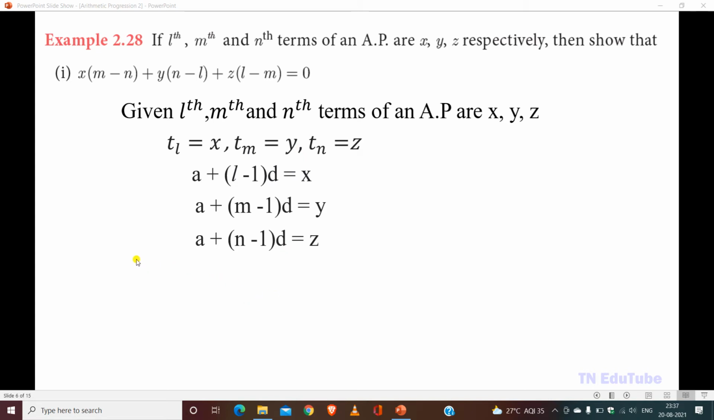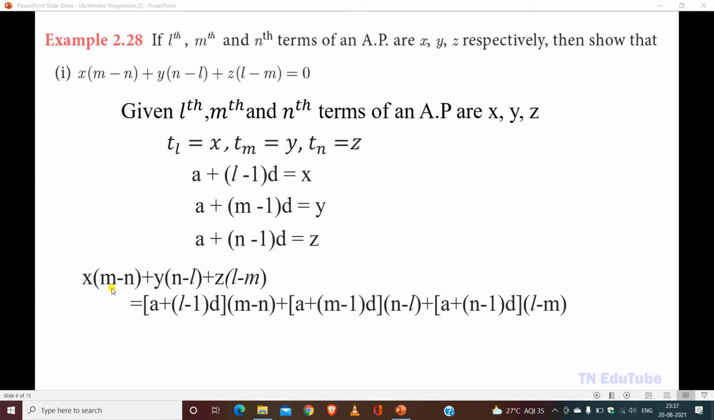Then we take the left hand side of the given equation, that is x into (m minus n) plus y into (n minus l) plus z into (l minus m). We have to substitute and prove that it is 0. In the place of x, y and z, you have to substitute these equations. Three equations are there, isn't it?